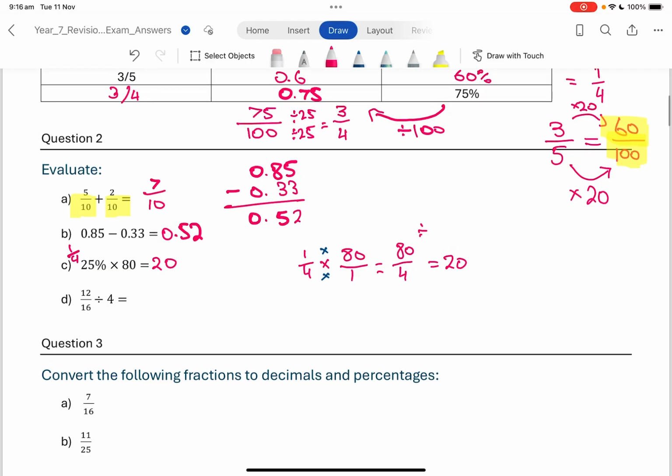This one here, 12 over 16 divided by 4. Well, let's set that up so that we've got it as 4 over 1. And then this is where the little KFC motto comes into play. We're going to keep, flip, change.